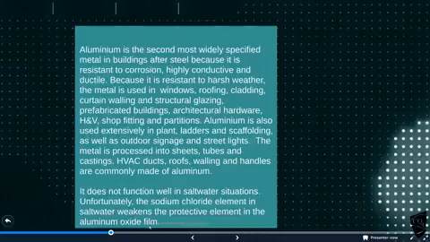But it is resistant to harsh weather, so that's why it's used for exposed elements like the windows, roofing, cladding, that sort of thing. Structural glazing, so when you see these nice glass high-rise buildings, then that's an aluminium frame the glass is sitting in. It's strong, it doesn't corrode, and it's lightweight, so it's reducing the weight on the structural frame behind. You can get your prefabricated buildings, your dongers, that sort of thing.